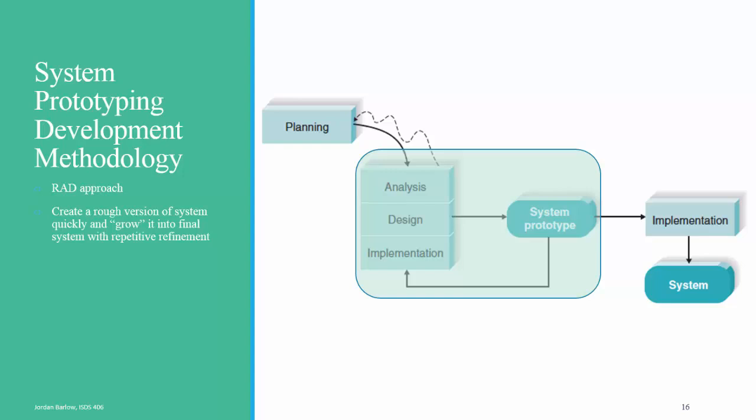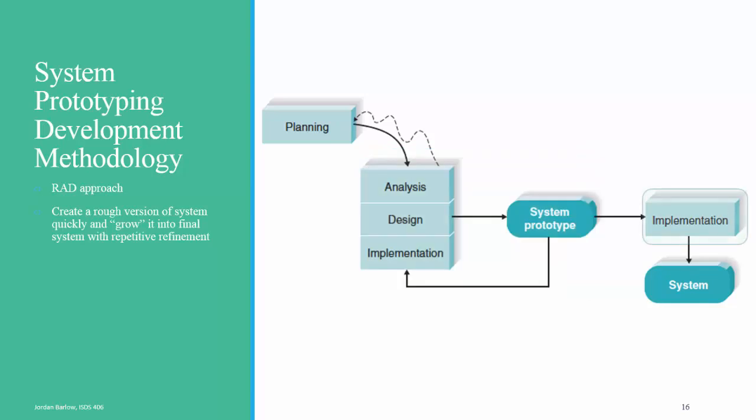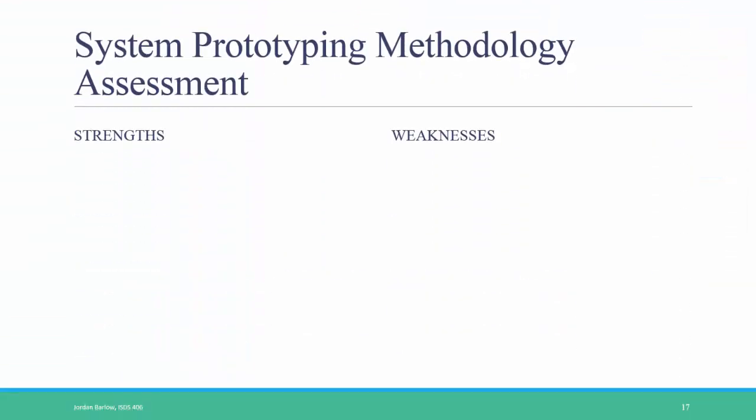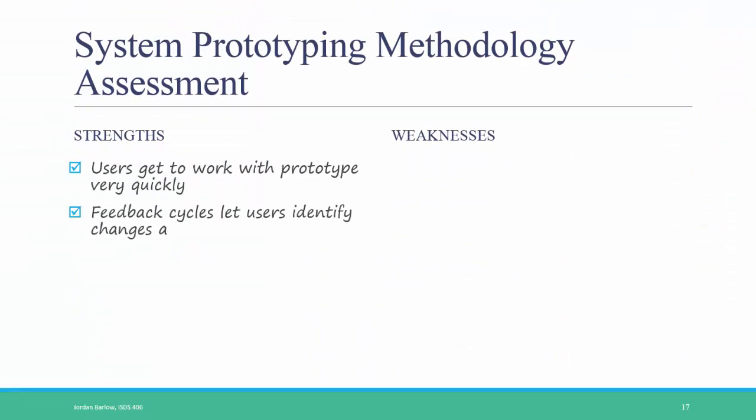So in the first prototype, you might only have the most critical elements of the system ready for the users. It does not replace the old system, it's simply a prototype. But users still have the opportunity to get feedback before more analysis, design, and implementation is done. And then finally, the prototype is converted in the final implementation phase to the full system. The strengths of system prototyping are that users get to work with a prototype very quickly, and the feedback cycles let users identify changes and refine real requirements.